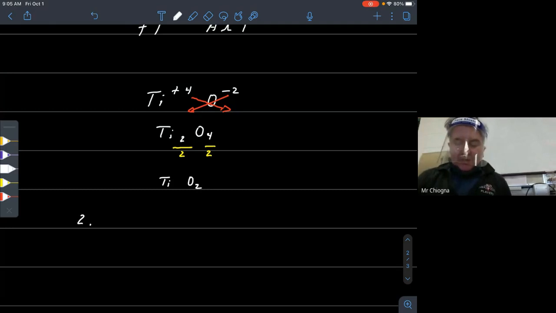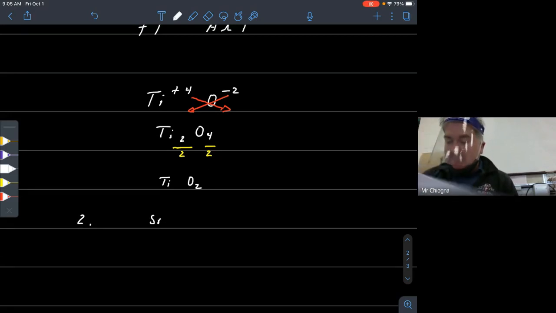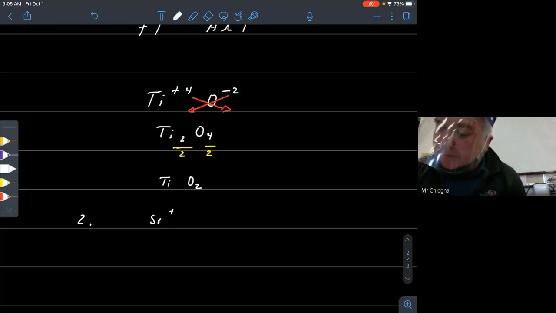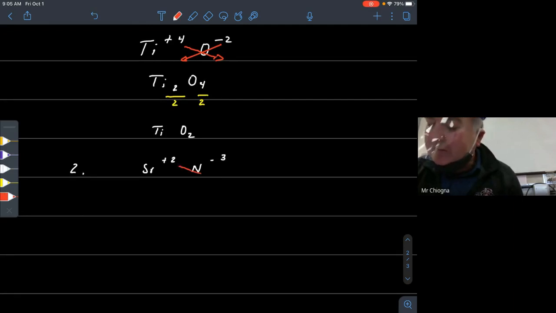Okay, write the formulas of the following ionic compounds. Strontium nitride. So we'll need a periodic table for this. We can look it up. Strontium's got a +2. Nitride refers to nitrogen, has a -3. Crisscross, put the 2 there, 3 there. There you go.